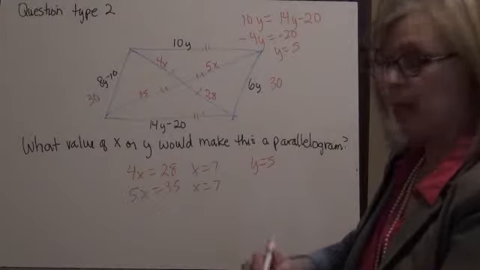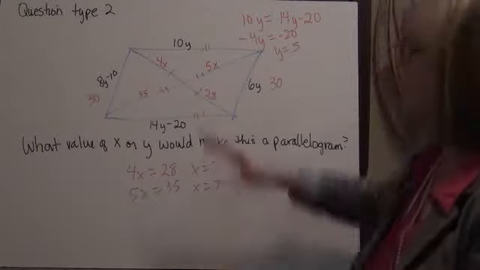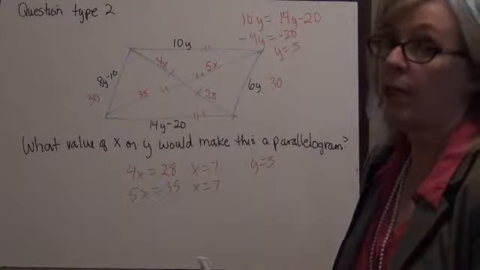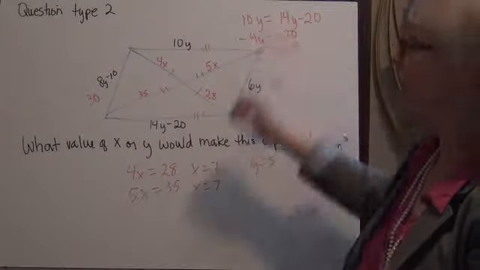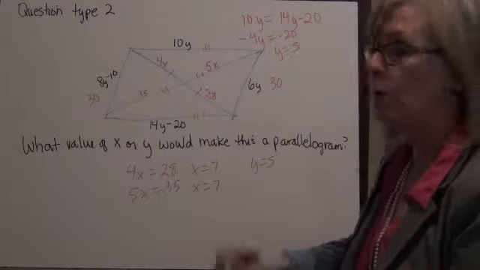Okay? If that was kind of fast for you, go back and watch this again and think about it again. So what I'm looking for is, what was the relationship supposed to be? If this is a parallelogram, this is supposed to be equal to this. So that's what I wrote.